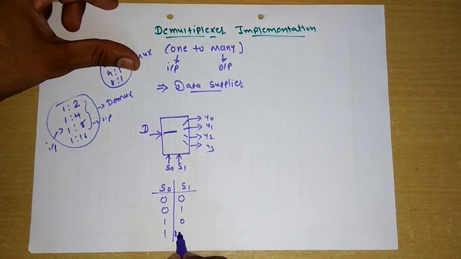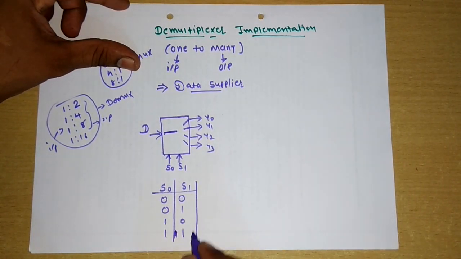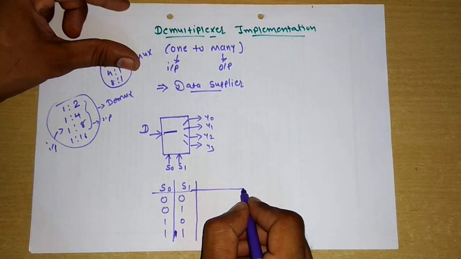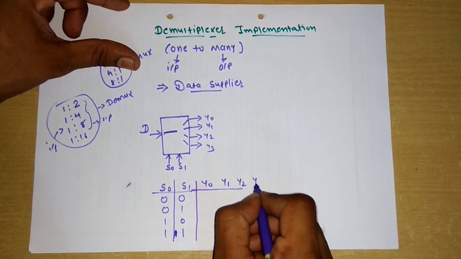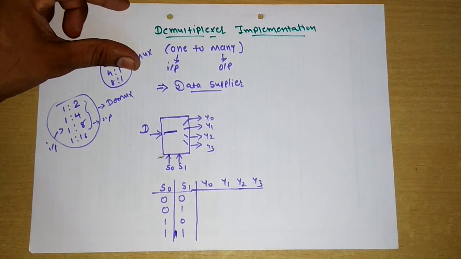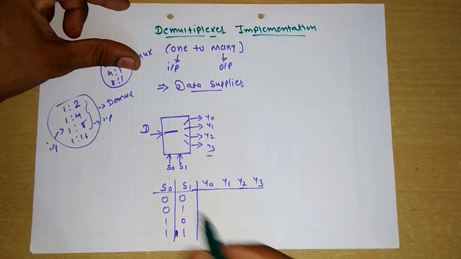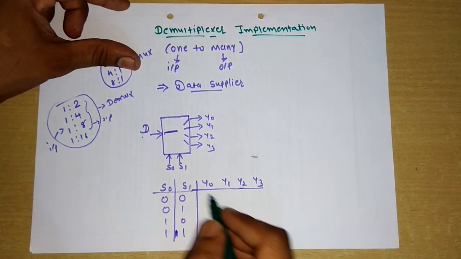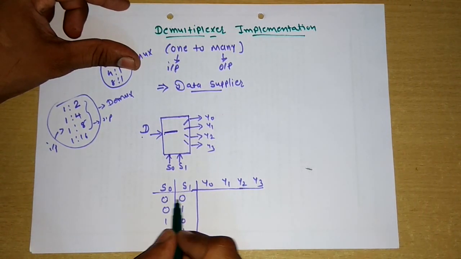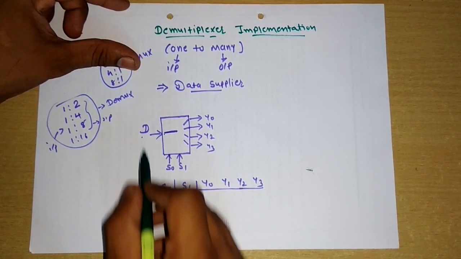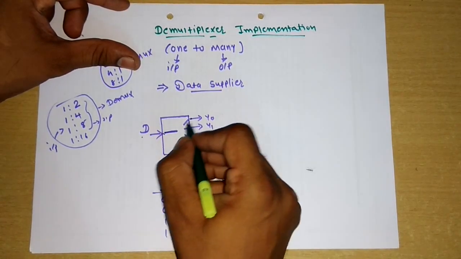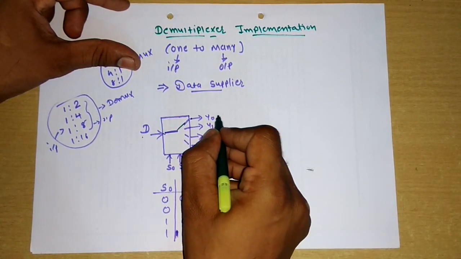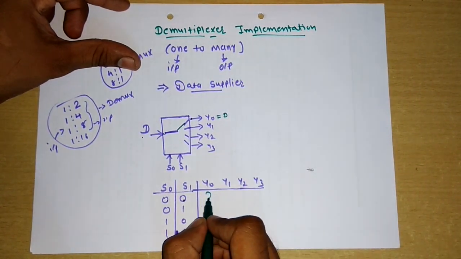Now for these 4 combinations, how many output lines are there? 4 output lines are there. So we need to write here y0, y1, y2 and y3. What is the input here? Input is D. It may be possible that when you connect 0 0, this line is connected to y0. So let us write, when this is connected to y0, it means y0 is equal to D. So we'll write D here.